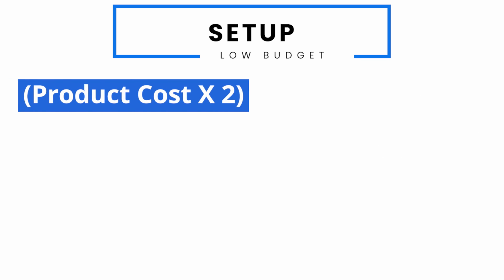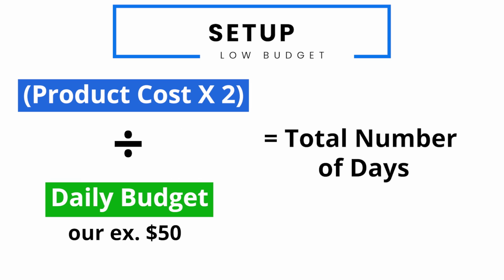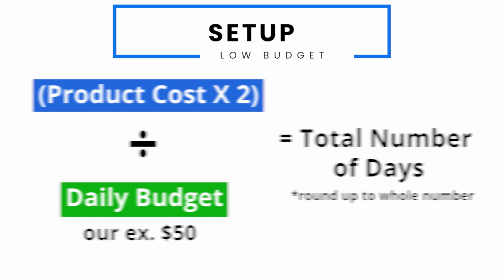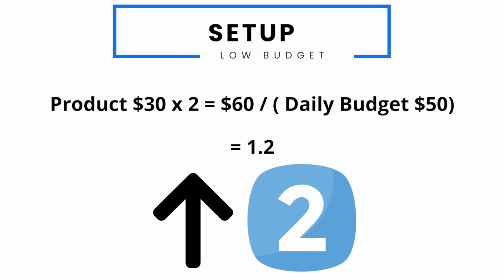Product cost times 2 divided by daily budget, which is $50 in this case, equals the total number of days. If when you plug the numbers in, you get a number that isn't a whole number, I recommend rounding it up to the nearest one. So for example, if your product is $30, $60 divided by 50 equals 1.2, which would then round up to 2 days. So that's about it for now. Just let your ads run for the number of days per the formula described above before moving on to phase 2.